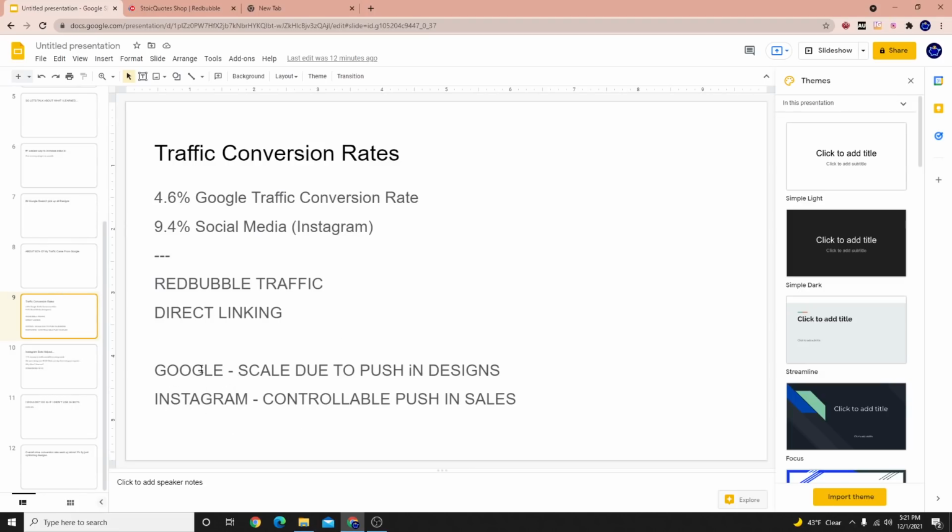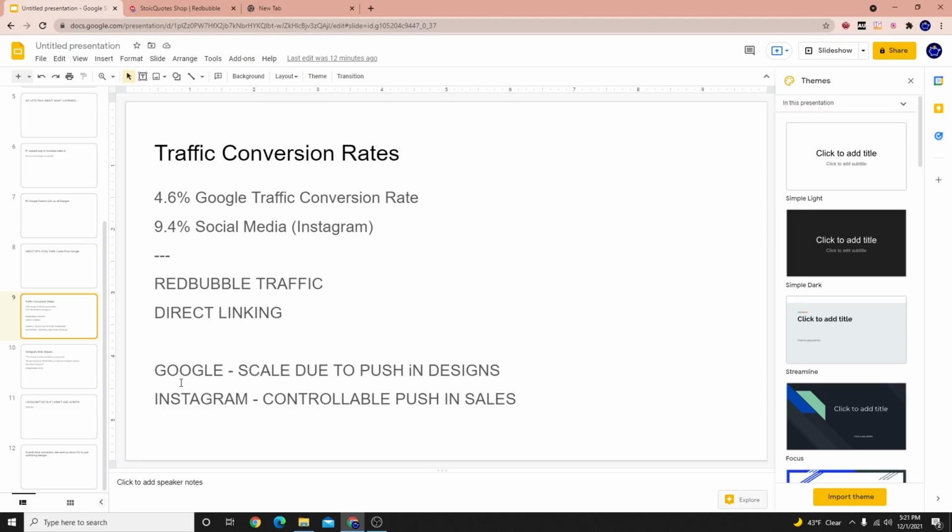Now let's kind of talk about the benefits of each. With Google, you have the benefit of scale. You have the benefit of posting 1,600 designs. Let's say 900 of them get picked up by Google, sometimes even more, maybe 1,200, 1,300. All those designs are bringing in traffic on a daily basis to your site. Whether they buy right away or not is really irrelevant. But think about it this way.